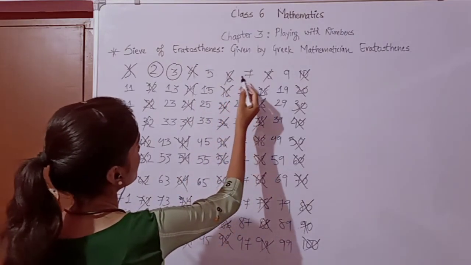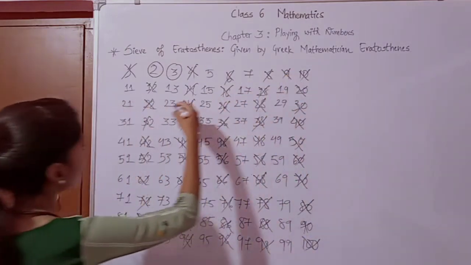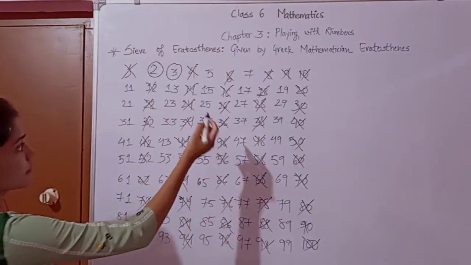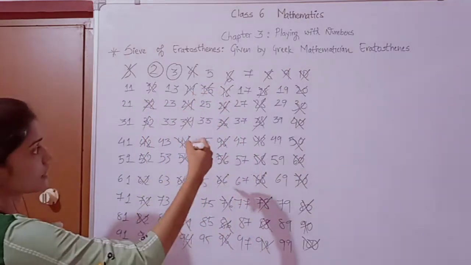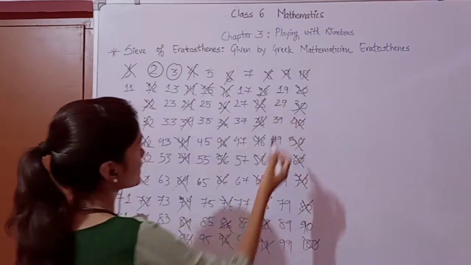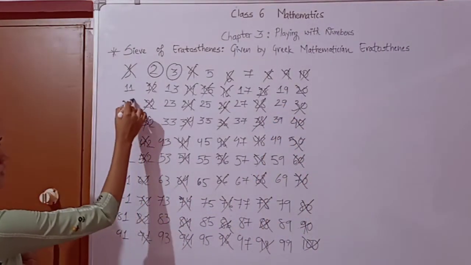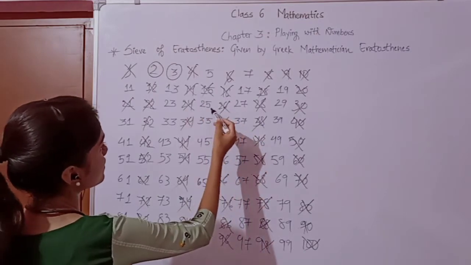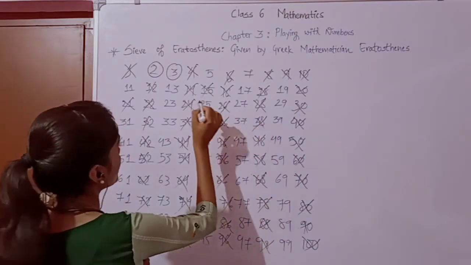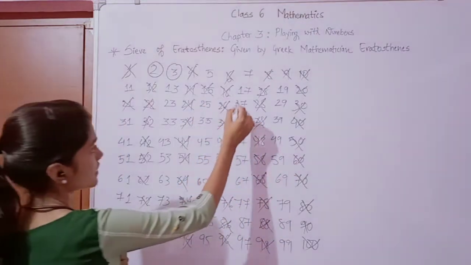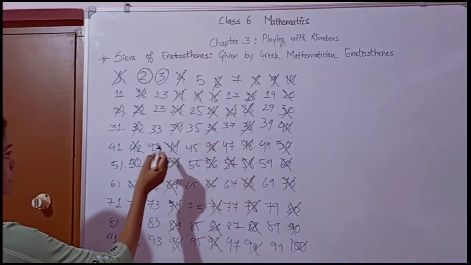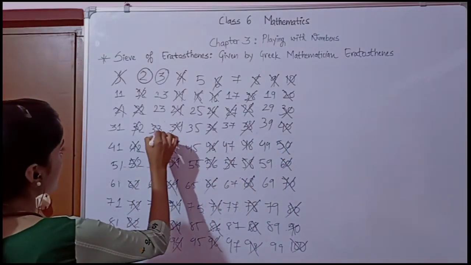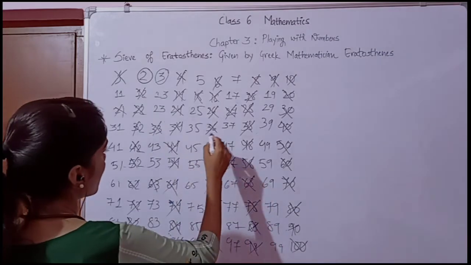6 has been cut. 3 3s is 9. Then 3 4s is 12. Then 3 5s is 15. Then 3 6s we know is 18. 3 7s is 21. Then 3 8s is 24. Then 3 9s is 27. Then 30. Then 33.